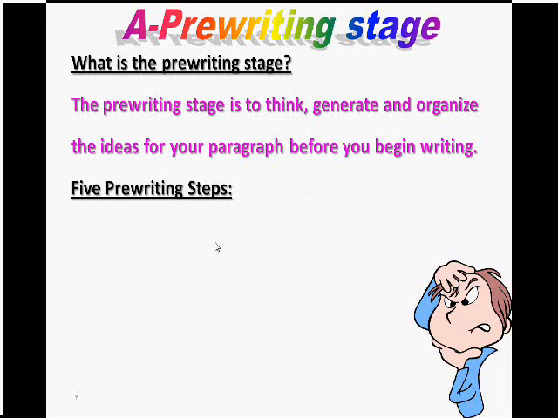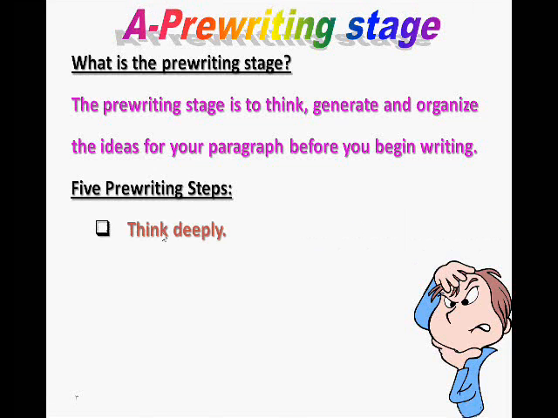There are 5 pre-writing steps. First step is think deeply. Let's say you have a topic or a prompt, as you will find in the SIPA exam. So first thing is you just read the prompt once or twice, and you start thinking about it deeply. Okay, so just look at the keywords in the prompt, look at whatever they are asking you to do, exactly, and think about it.